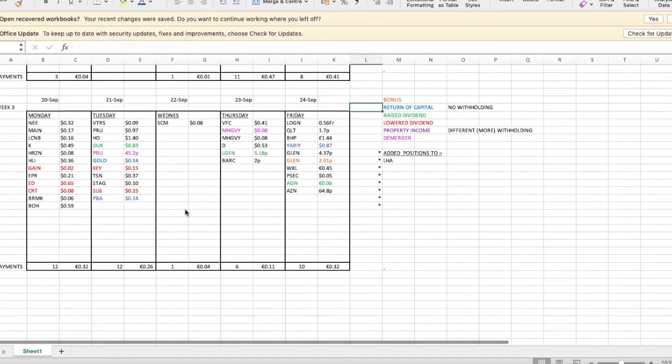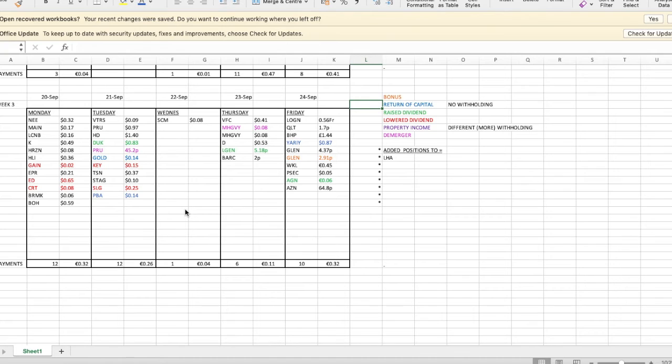But it was a pretty good week. Not bad at all. 41 payments. Three of them raised their dividends. Three returns of capital. There was unfortunately five that paid a lower dividend than the last one I received, but still not bad. There was one bonus dividend, and there was two demergers, and I think a demerger is paid as an ordinary, it's the same as receiving an ordinary dividend.